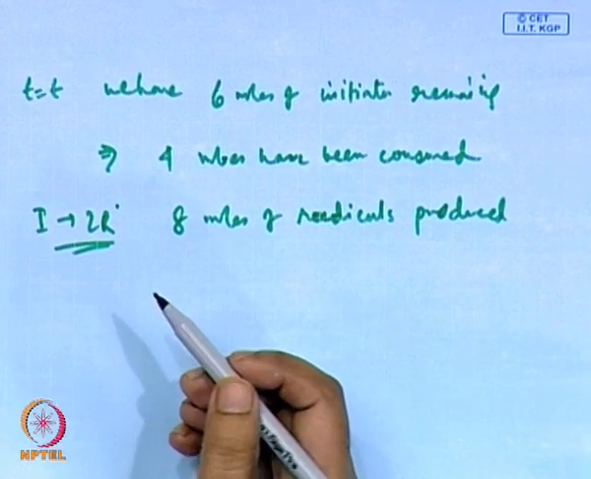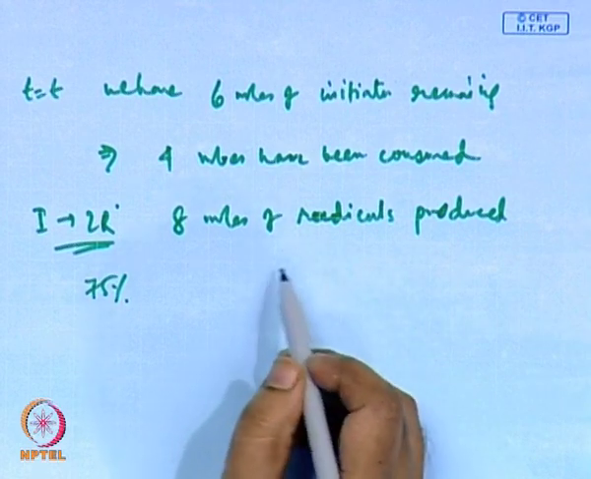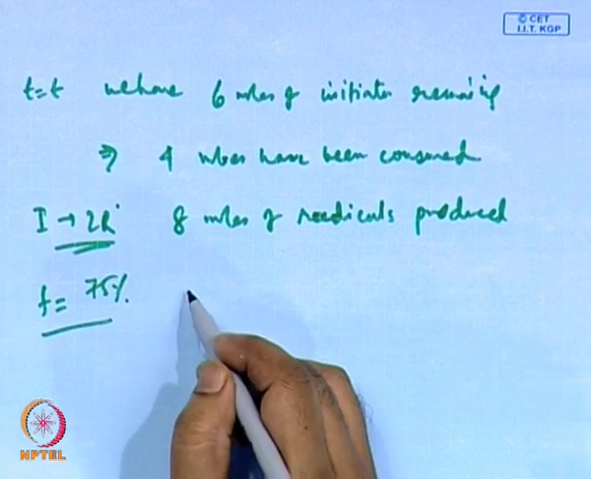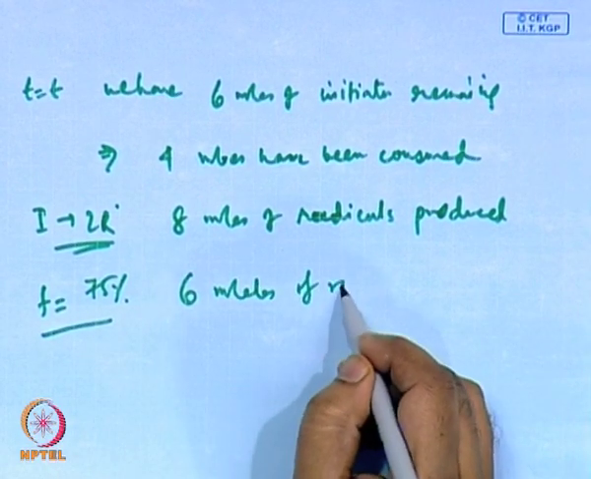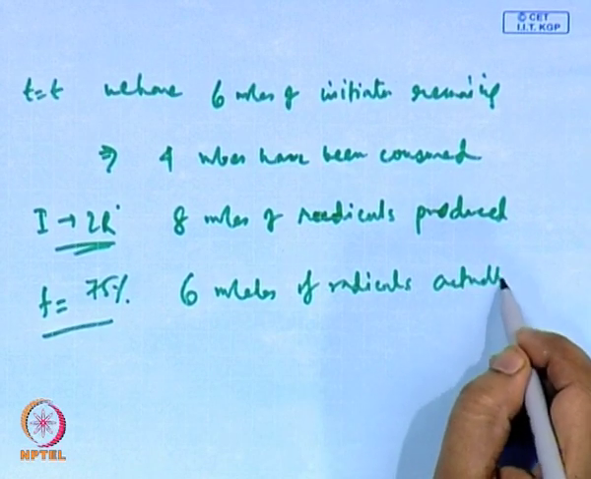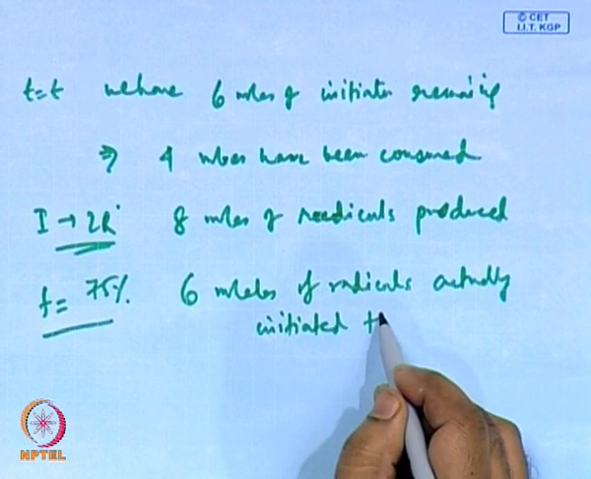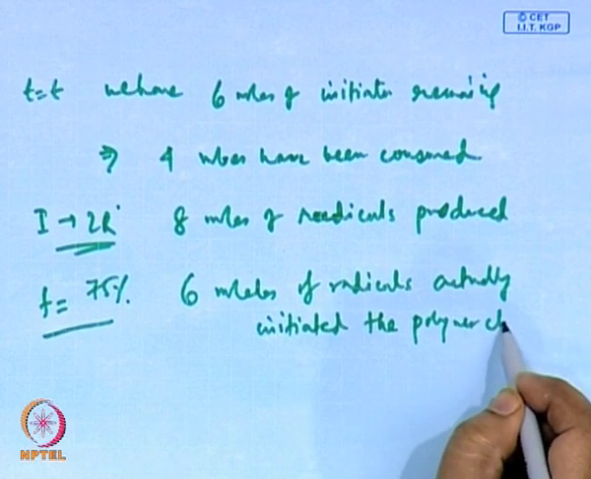Now, say 75% of these radicals have initiated a polymer chain. So, the efficiency f is 75%, that means 6 moles of radicals actually initiated polymer chains.